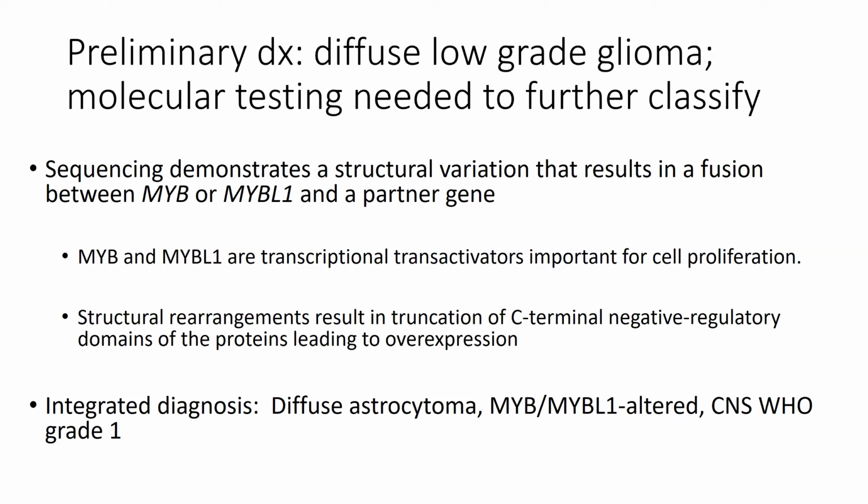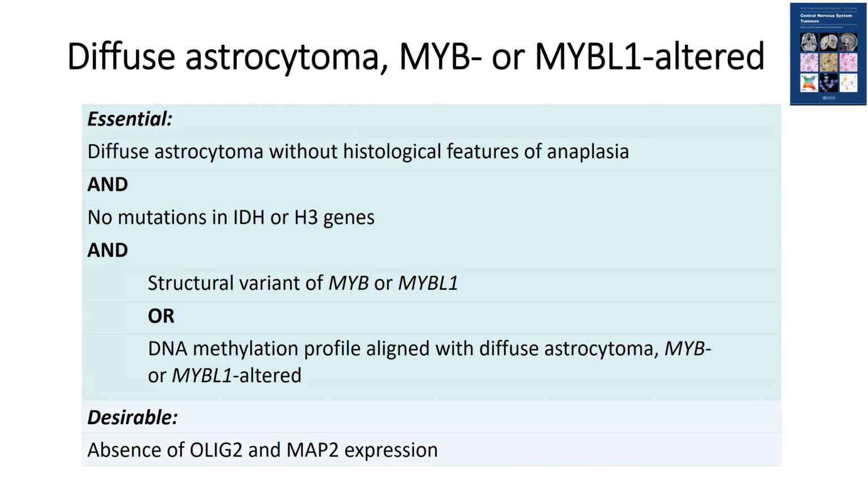In contrast, prior to 2021, we probably would have called this a diffuse astrocytoma, WHO grade 2. This patient may have received further therapy, and it has a different prognosis for that patient. And of course, it's also important in these cases to rule out that there's no IDH1 mutation or histone mutation. This is taken directly from the WHO book about the essential criteria.